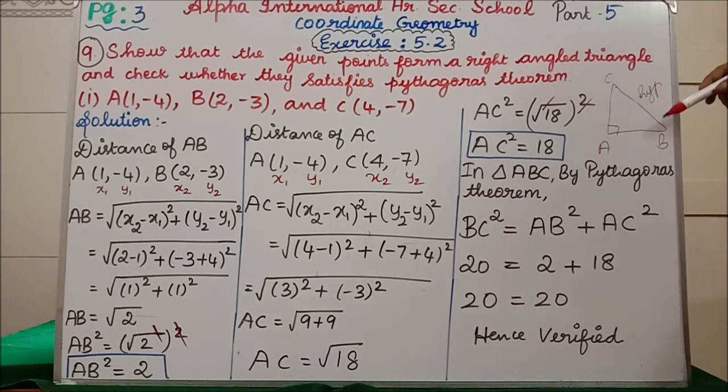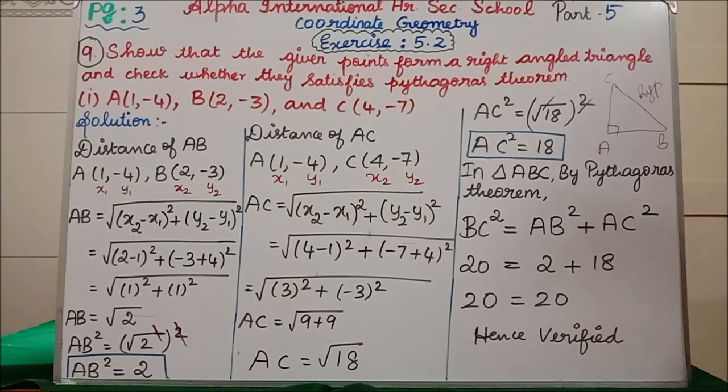So opposite to 90 degrees is the hypotenuse, isn't it? So the hypotenuse side square, BC square, is equal to the sum of the squares of the remaining two sides. So AB square plus AC square. BC square, what we got on page number 2, is 20. It equals AB square, which is 2, plus AC square, which is 18. So 20 equals 2 plus 18, which is again 20. Therefore LHS equals RHS, hence verified.